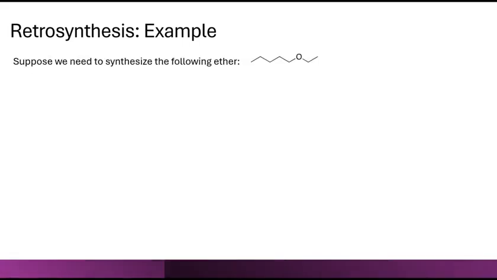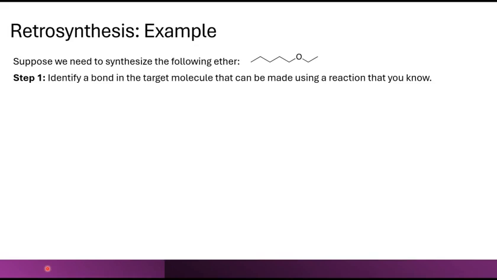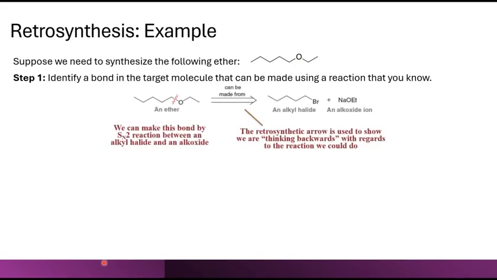Retrosynthesis example. Suppose we need to synthesize the following asymmetric ether, where we have 5 carbons on one side of the O and 2 carbons on the other side of the O. Step 1, let's identify a bond in the target molecule that can be made using a reaction you know. We know the CO bond can be made using a reaction that we know. So we can make this bond by an SN2 reaction between an alkyl halide and an alkoxide.